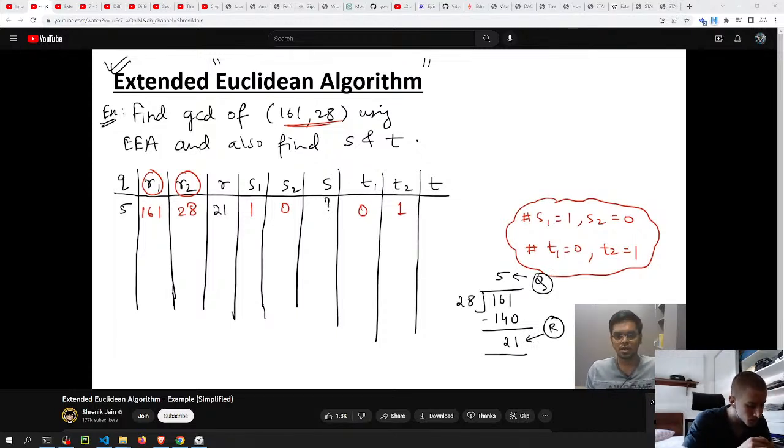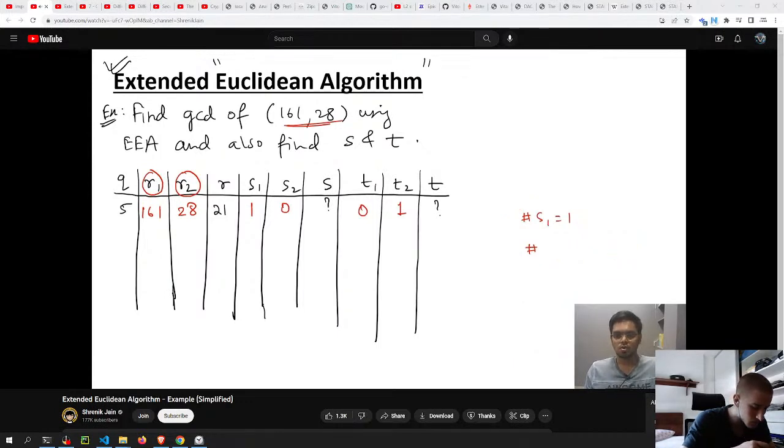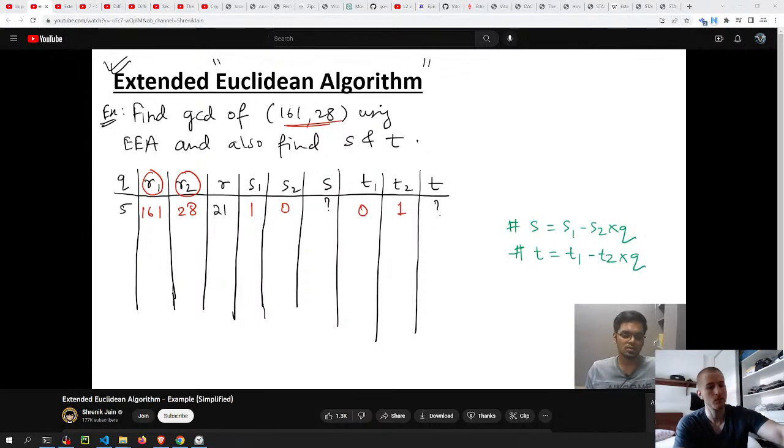What about S? What about T? How to get these values? We have one more equation. I hope you have written this in your notebooks. Okay, now what are the equations? S is equal to S1 minus S2 times Q, and the same goes for T: T is equal to T1 minus T2 times Q. Use these expressions to get your values.